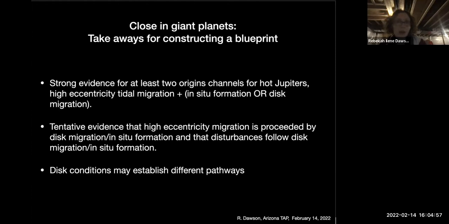And that may be a difference in disk conditions that establish these different pathways. So I will pause for a moment before going on to the second part of the talk to see if there's any questions about this part.